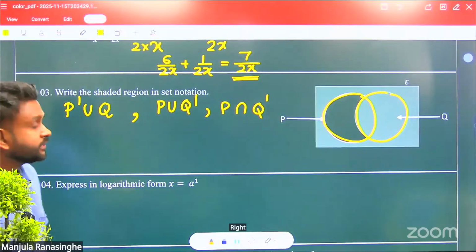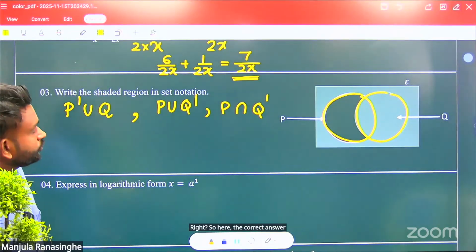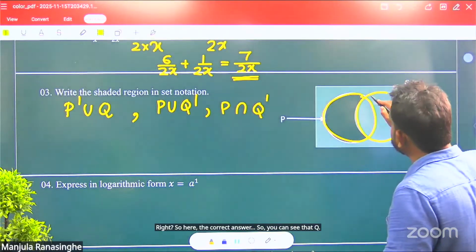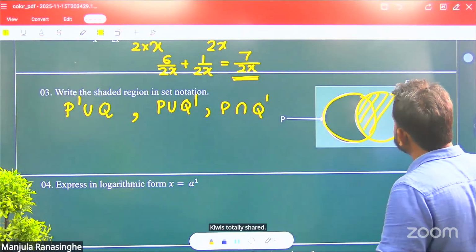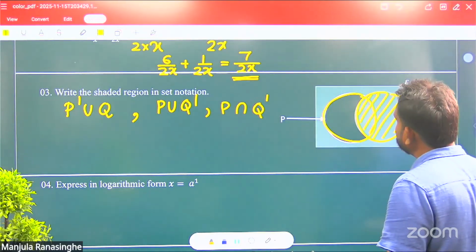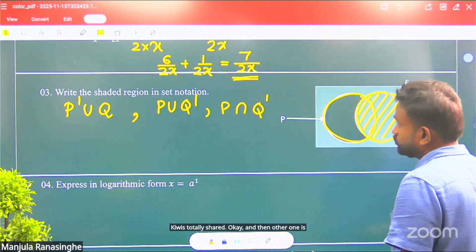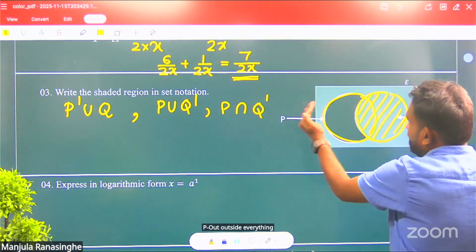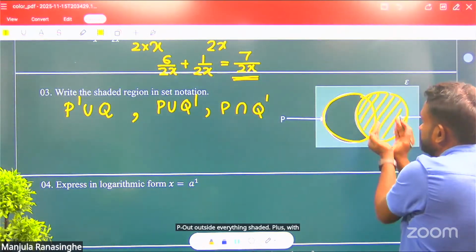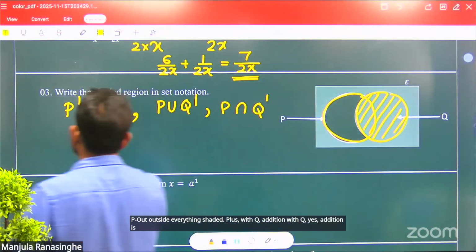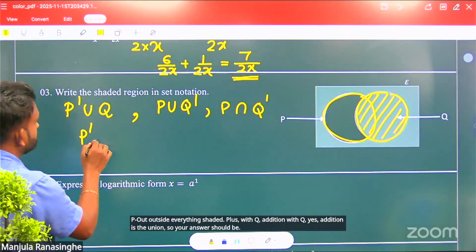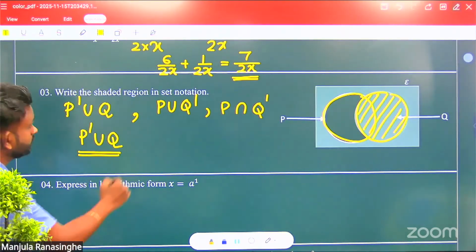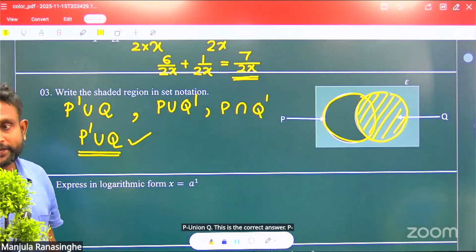Right. So here is the correct answer. You can see that Q is totally shaded. And then the other one is P dash, everything outside P shaded, plus Q, addition with Q. Yes, addition is the union. So your answer should be P dash union Q. This is the correct answer.